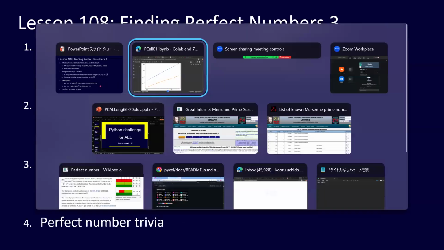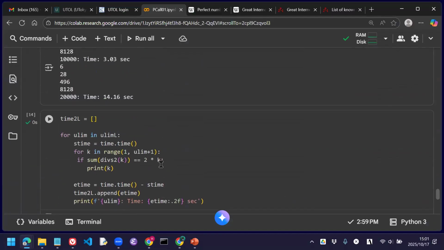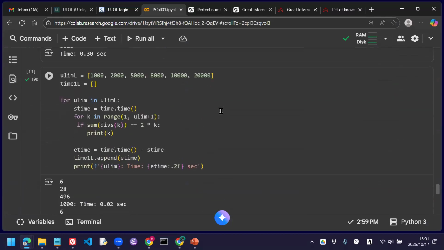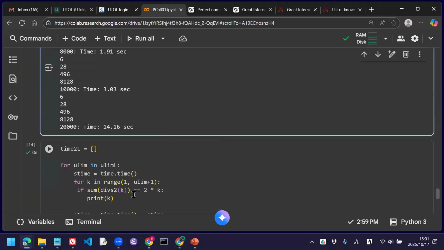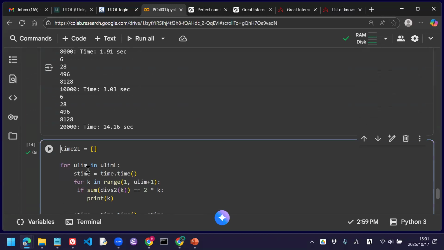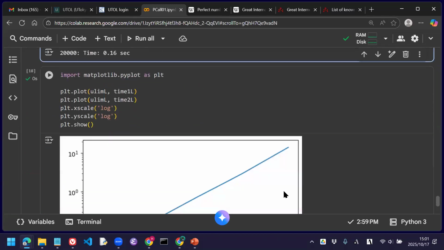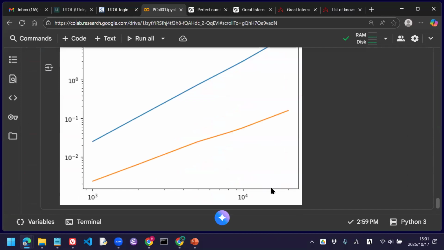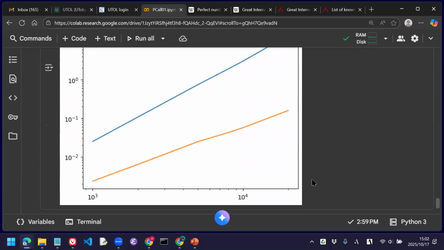So let's see. For div2, maybe we can try a much bigger range. We can go to, say, up to 10 million or even 100 million. And you can predict how long it will take by looking at this graph. But it's one thing you should try yourself.